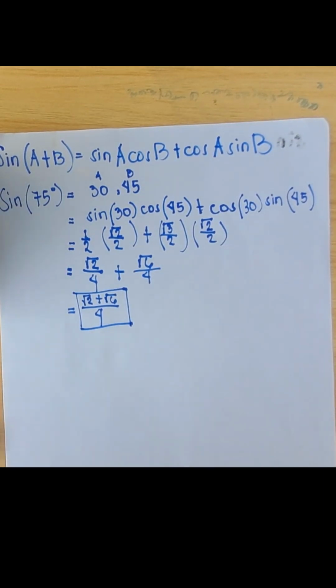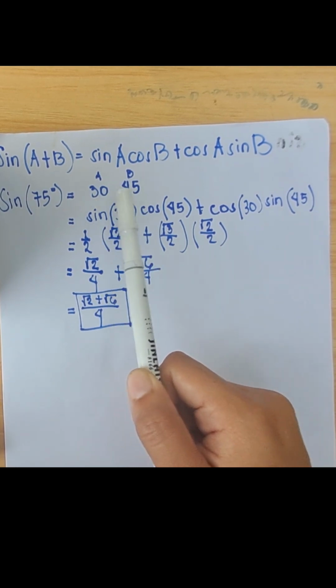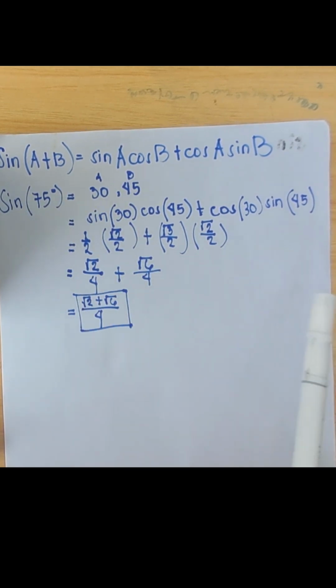So the sine A plus B, sine A cosine B plus cosine A sine B, and the sine is 75. So we have here a 30 and a 45, and that will be equal to 75. So the final answer is square root of 2 plus square root of 6 over 4.